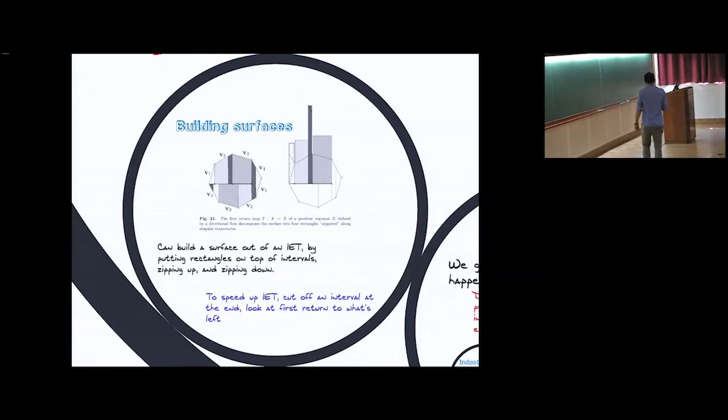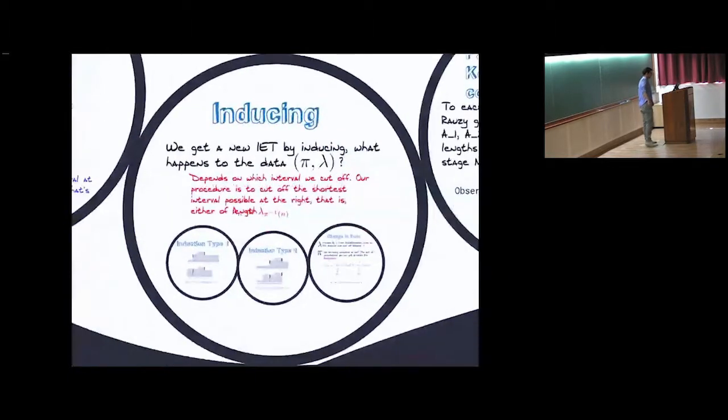But now we're just going to do this in terms of IETs. So we're going to take some subinterval of the original interval by cutting off an interval at the end, and we're going to try and keep track of what happens to the data of the IET, the permutation pi and the length vector lambda. So what happens depends on what interval we cut off. Our procedure is to cut off the shortest interval possible at the right.